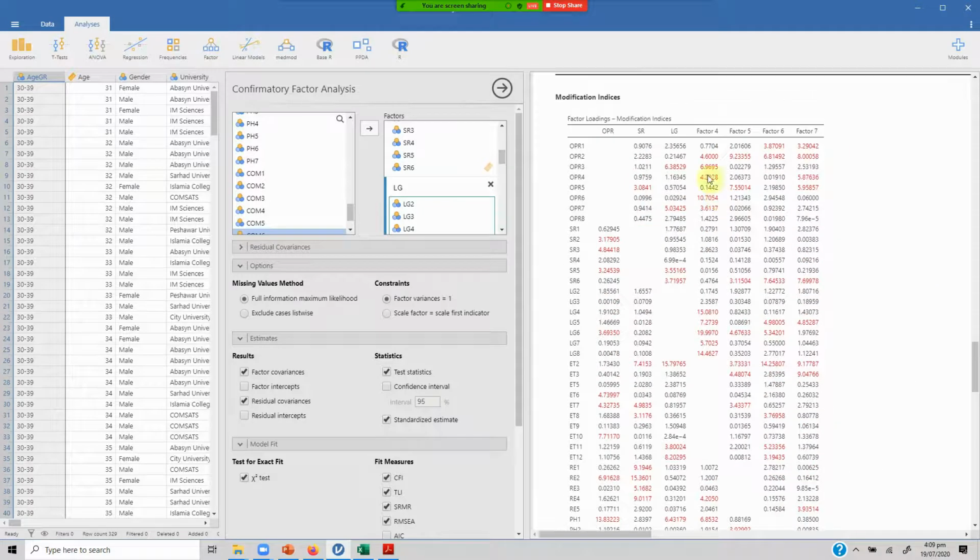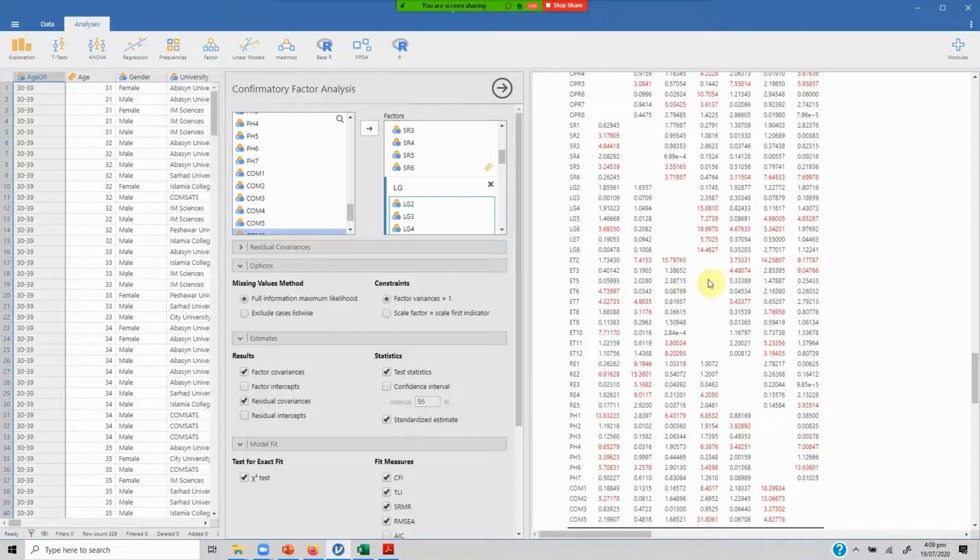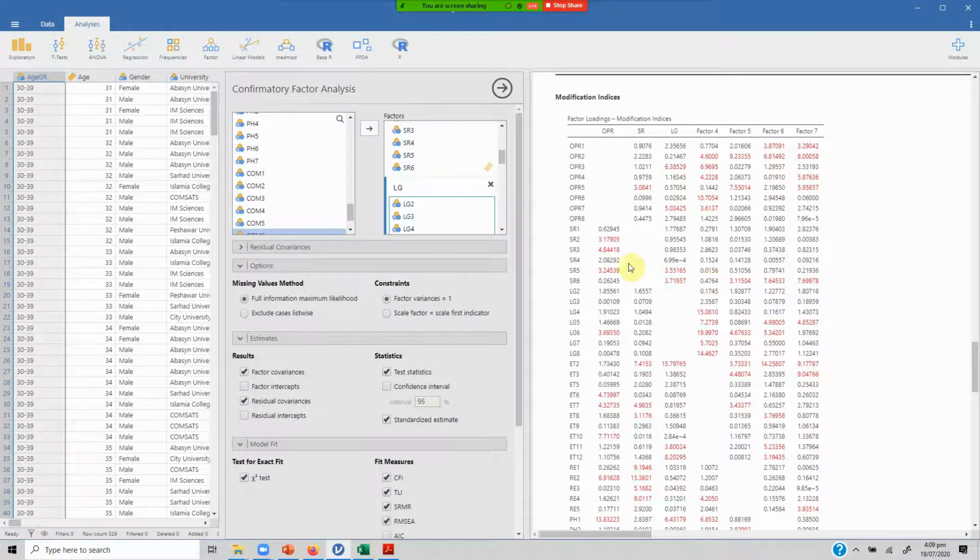If your modification indices are too high, what you can do is you can most certainly delete the item, because this amounts to cross loading. There are cross loading issues in your study. So this is something that should be considered.